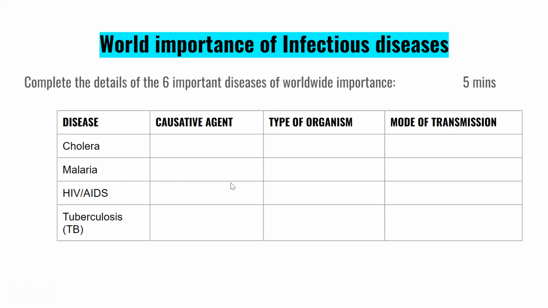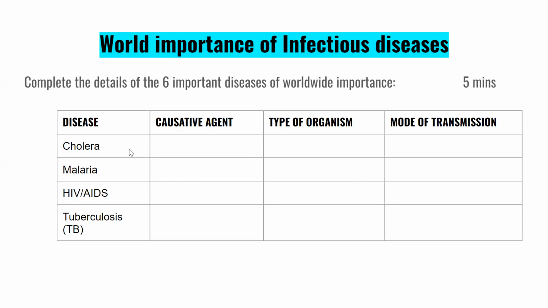So I want you to draw this table in your notebook, and as I take you through different slides for each of these diseases, you will, in your reading or in our discussion from the slide, quickly pick up what is the causative agent. If you know the causative agent, can you recognize what type of organism this is? And how does this causative agent spread from an infected person to an uninfected person?